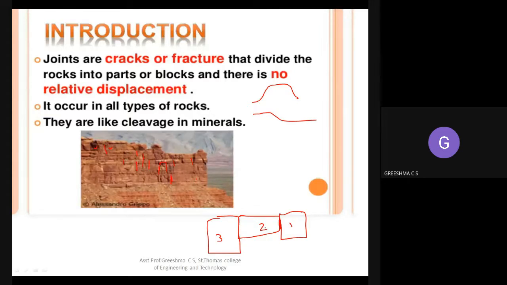So this is two. These are the two blocks of rock, but you cannot see any displacement between these two rocks. Okay, so that is a joint. Try to understand the difference between these three things. These are very important. You can definitely expect them in the university exam: faults, folds, and joints.